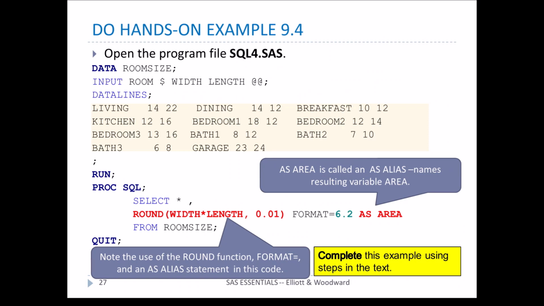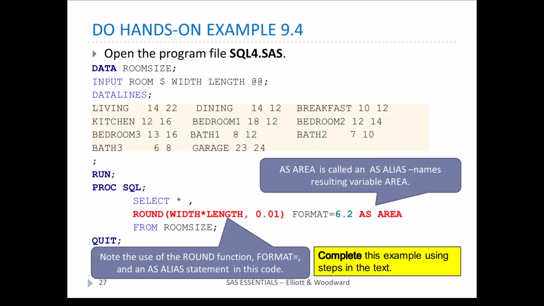All right, so let's look at an example. Here's example 9.4. Open up the program file called SQL4.SAS. Now you notice we're going a little bit back to regular SAS for a moment to create a data set called room size. We've seen this data set before, but here we're reading in a room name like living, and then the width and the length, and then the at says continue to read until you run out of rooms.